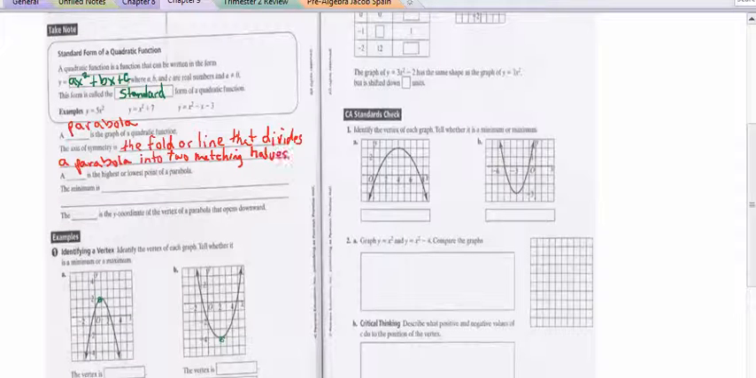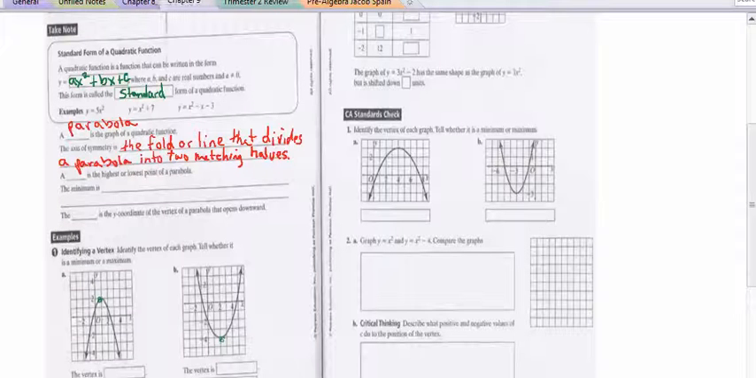The axis of symmetry is, and we're going to write this in, the fold or line that divides a parabola into 2 matching halves. I'll read it again for you because I know my writing's pretty bad. The axis of symmetry is the fold or line that divides a parabola into 2 matching halves.